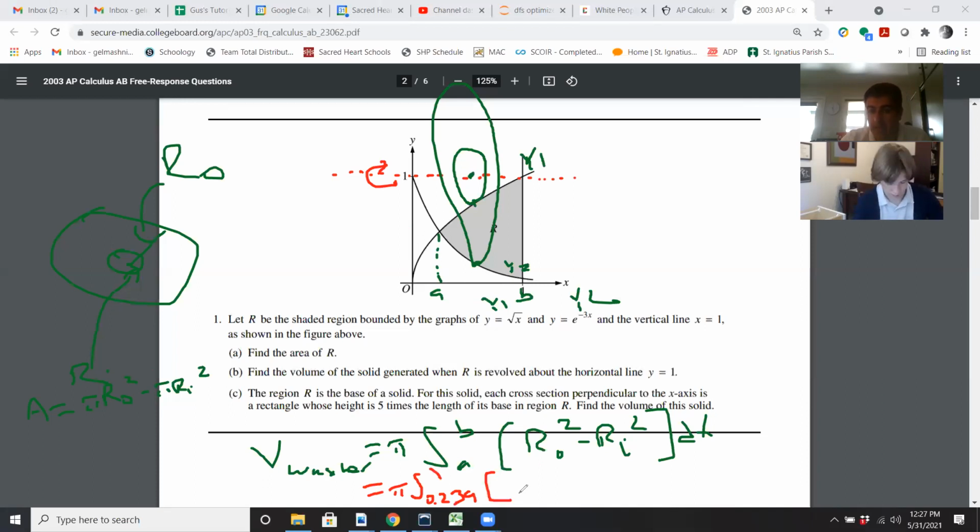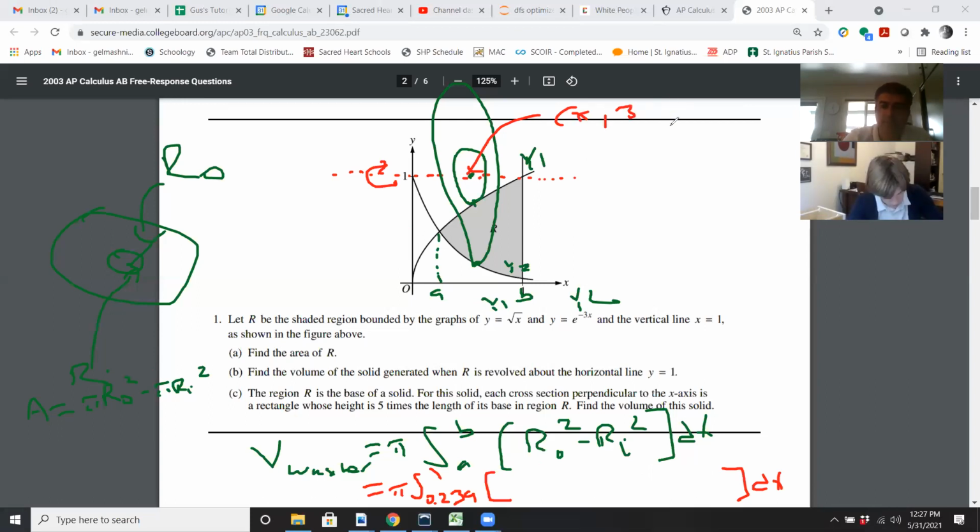Now, how do I get the outer and inner radius squared? How do I get those actual values? How do I get those expressions? This is why labeling is so important. I'm going to call this x comma 3. Sorry, x comma 1, my bad.